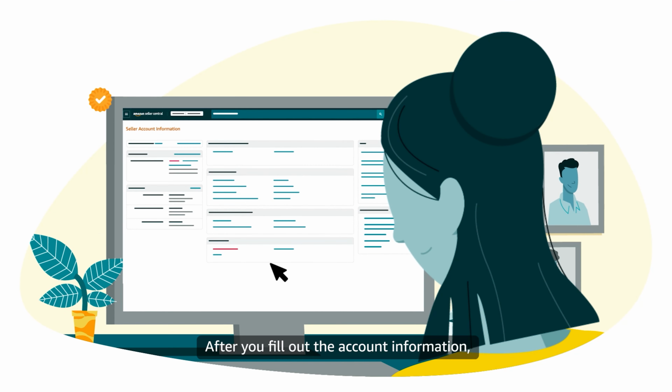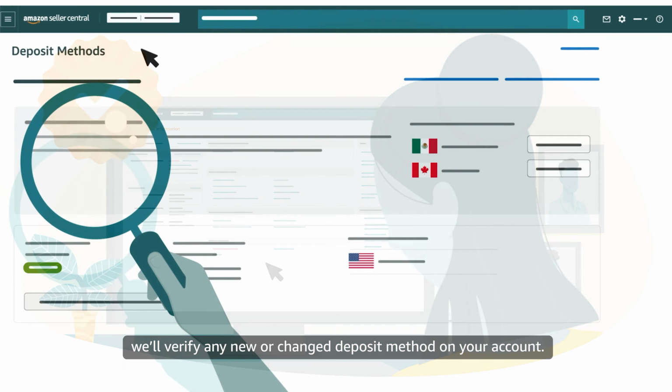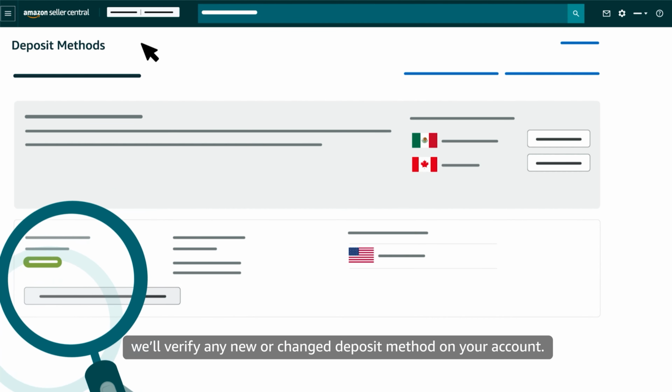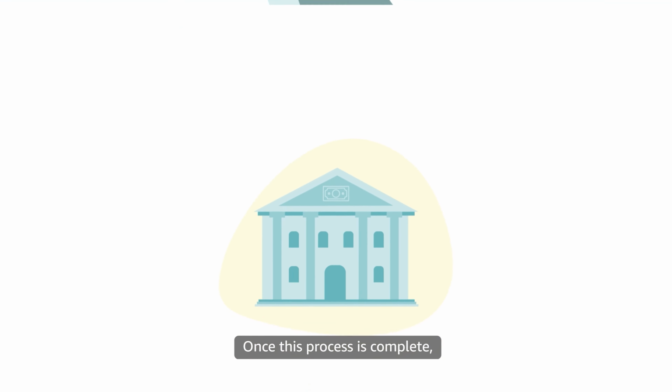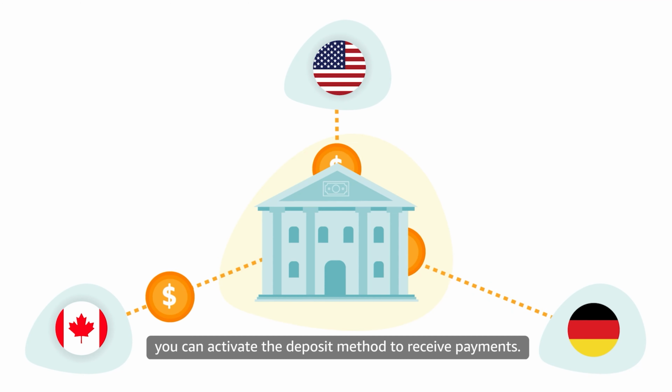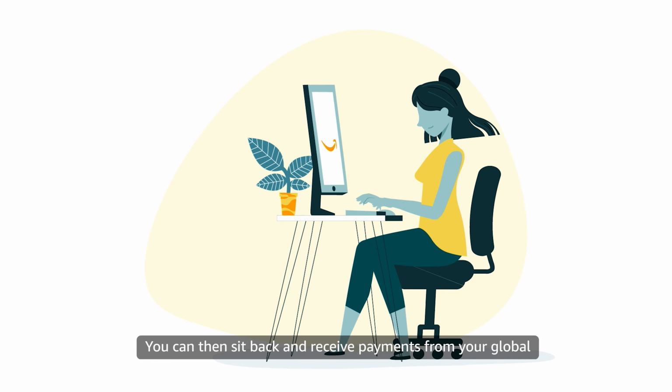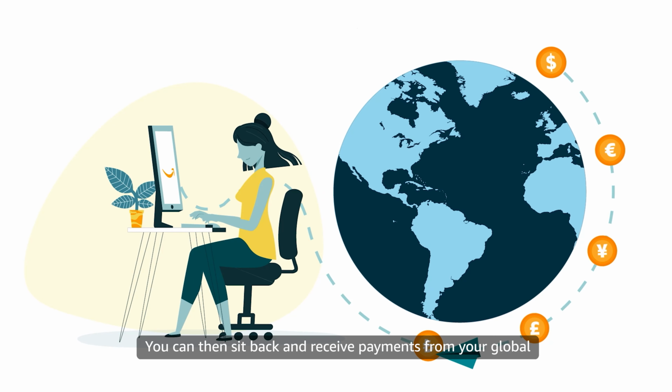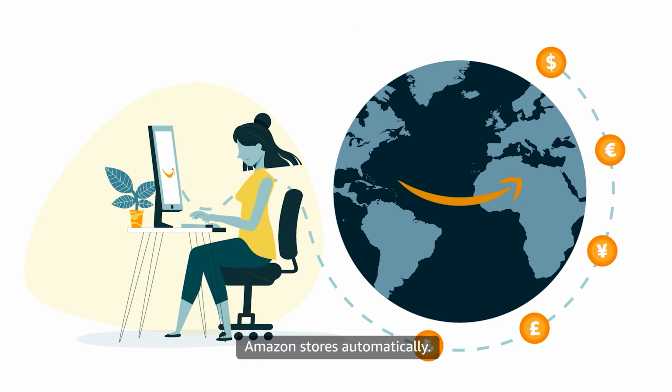After you fill out the account information, we'll verify any new or changed deposit method on your account. Once this process is complete, you can activate the deposit method to receive payments. And that's it! You can then sit back and receive payments from your global Amazon stores automatically.